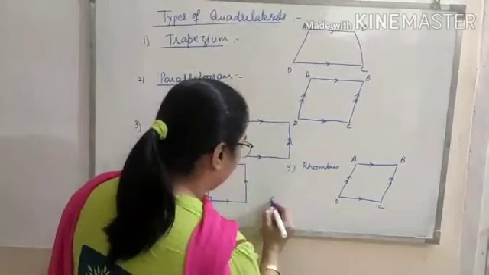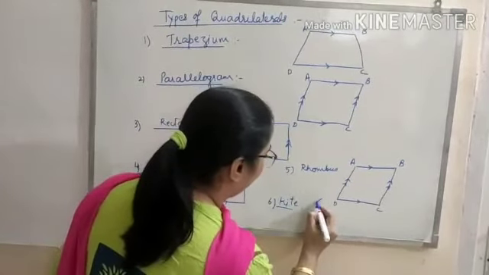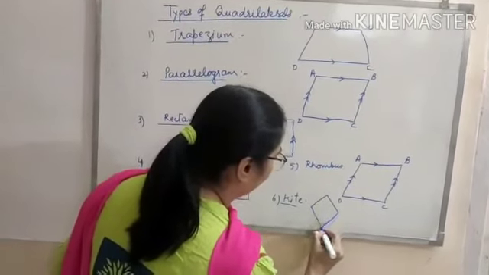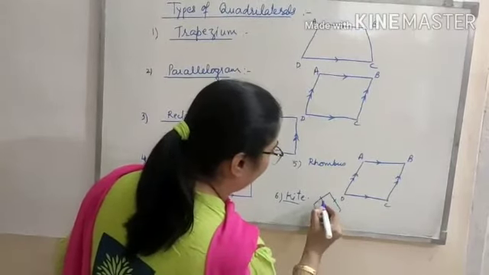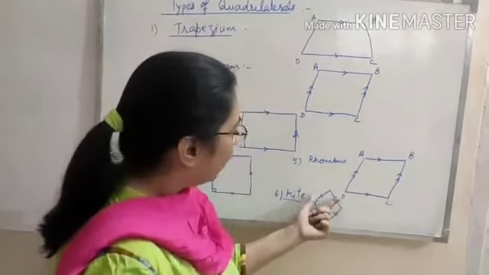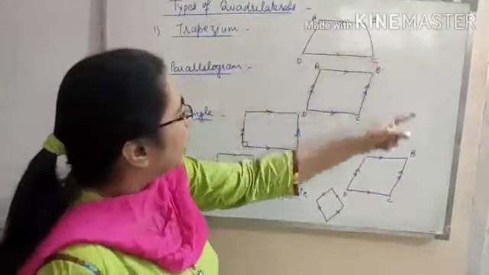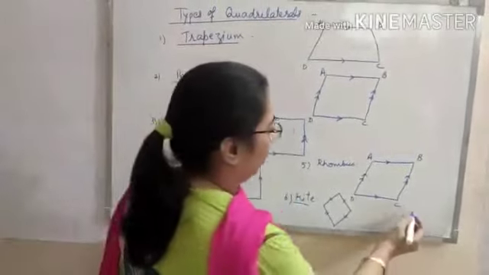And the last one is the kite. You have studied this kite also. A kite is not a parallelogram. Here the adjacent sides are equal, not parallel. Adjacent sides are equal. So a kite is not a parallelogram. These are all four-sided figures; these others are all parallelograms.